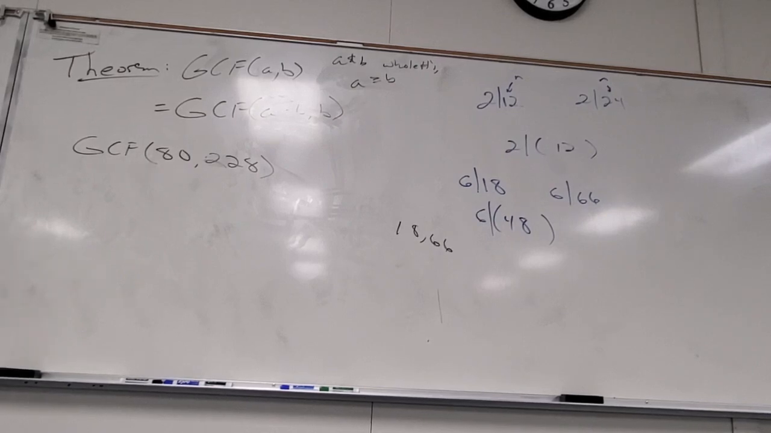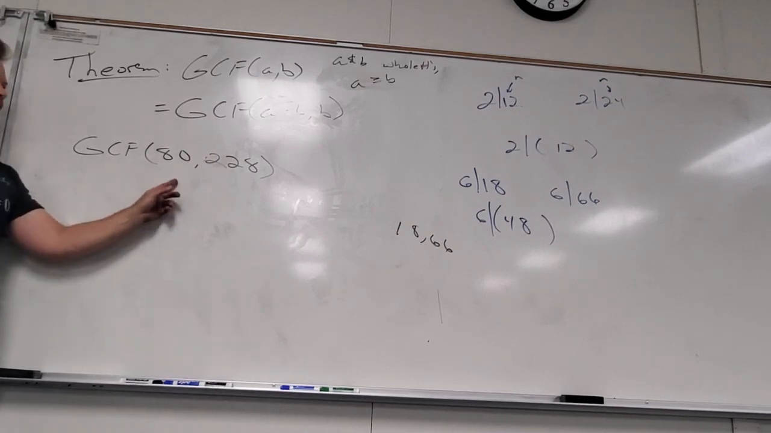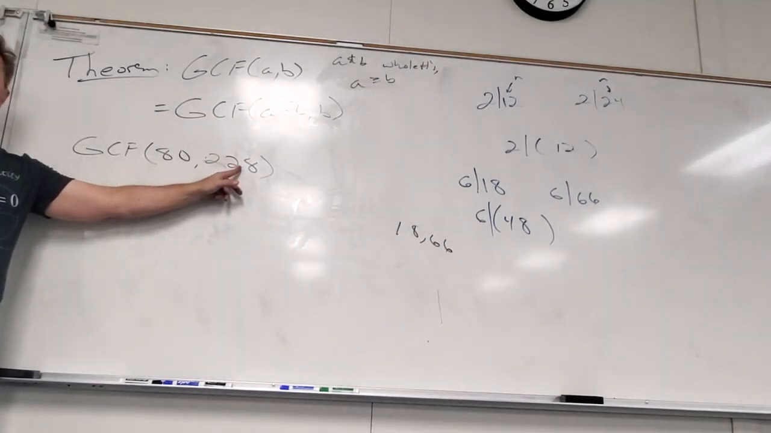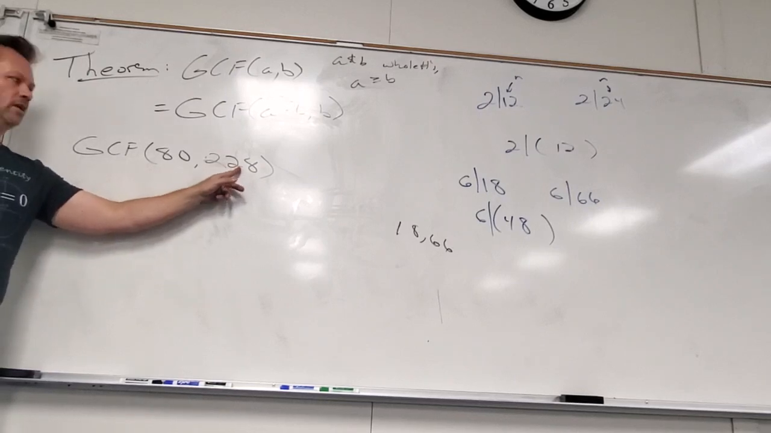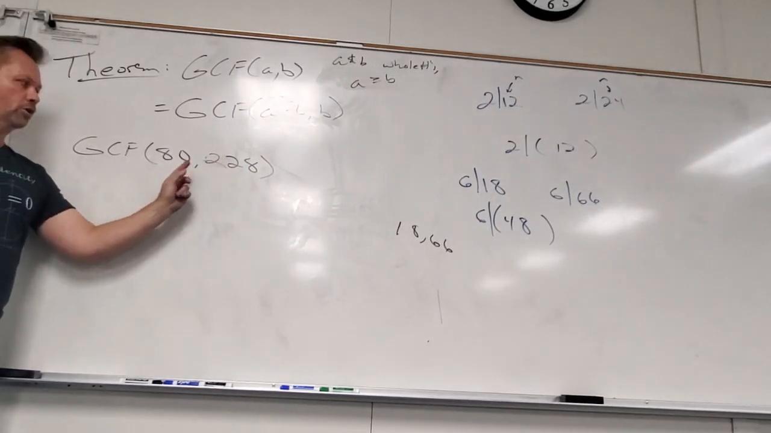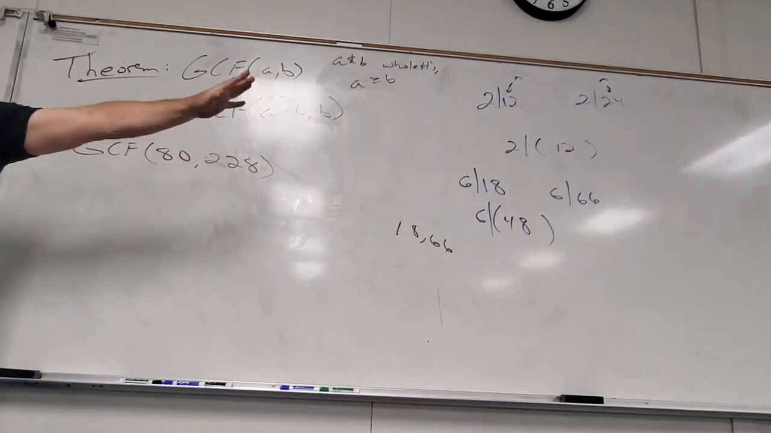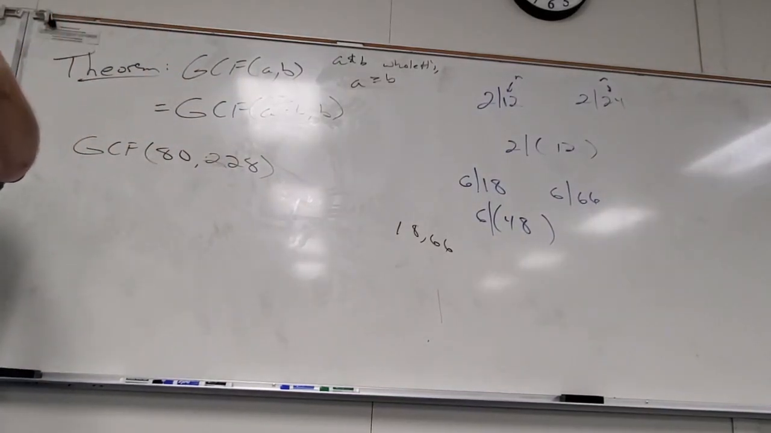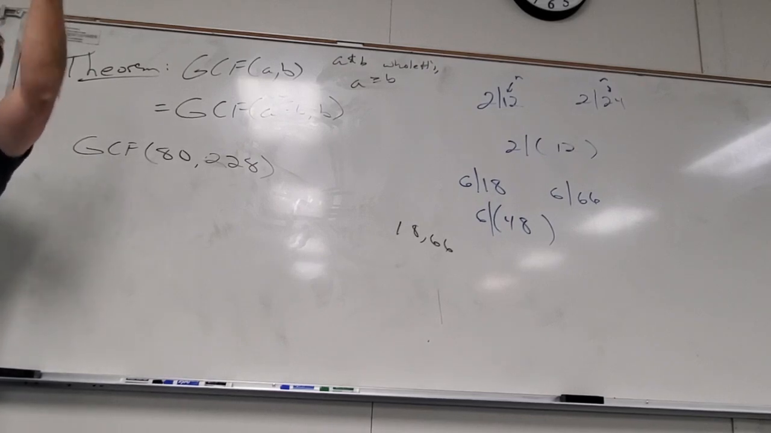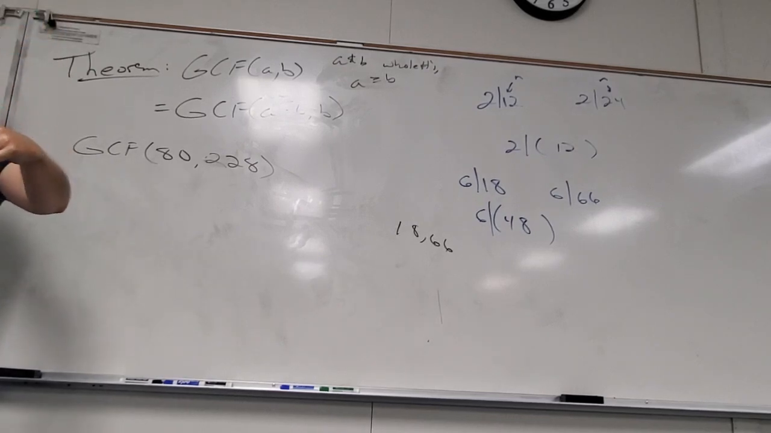You all agree with me, at least 2 goes into both numbers. So maybe there's something bigger. Do we know what that bigger number is yet, if it exists? No. But there is a number that goes into both of these, correct? Which means that same number will go into the difference of these two. That's what we just did. Is that cool? So I can create a simpler problem by applying the theorem.